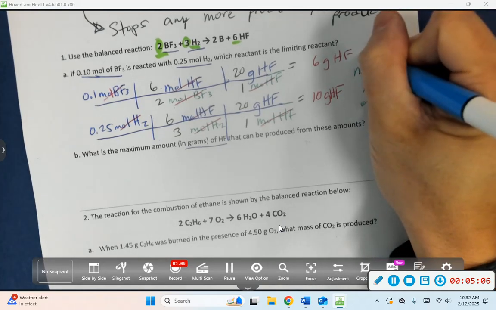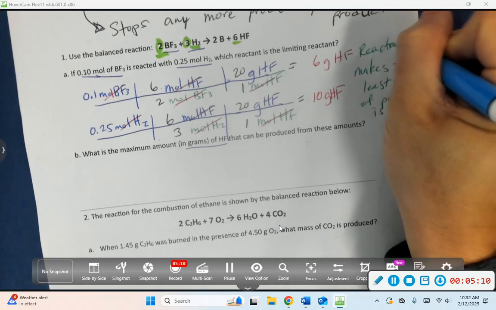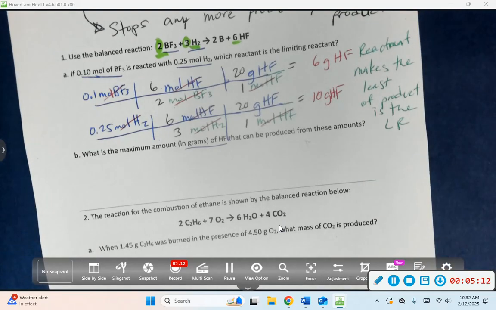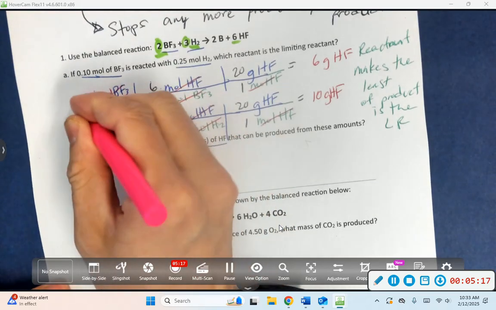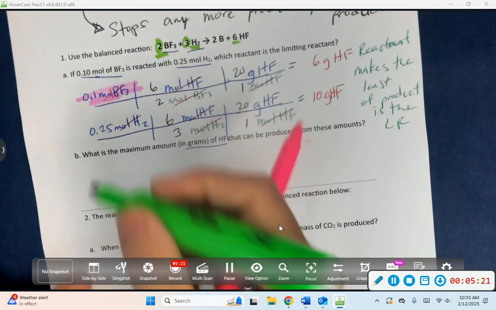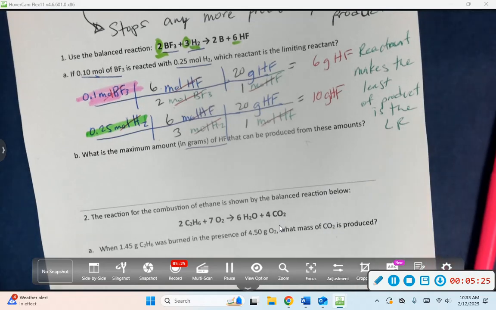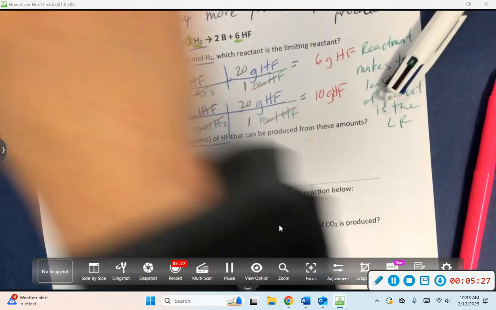So is the reactant, right? The starting material that makes the least is the limiting reactant. So which one of these two? BF or H2? Which one produced least? It would be BF. So your limiting reactant is your BF.